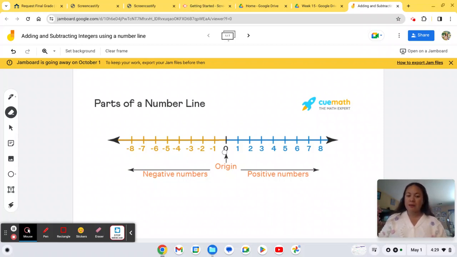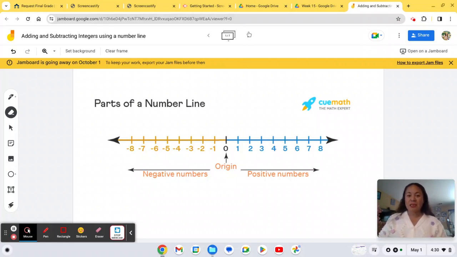We have zero as the origin, and I want you to remember zero is not a positive number, it's not a negative number. It can be called the origin or a non-negative number. All of the numbers to the left of zero are the negative numbers. All numbers to the right of zero are positive numbers.